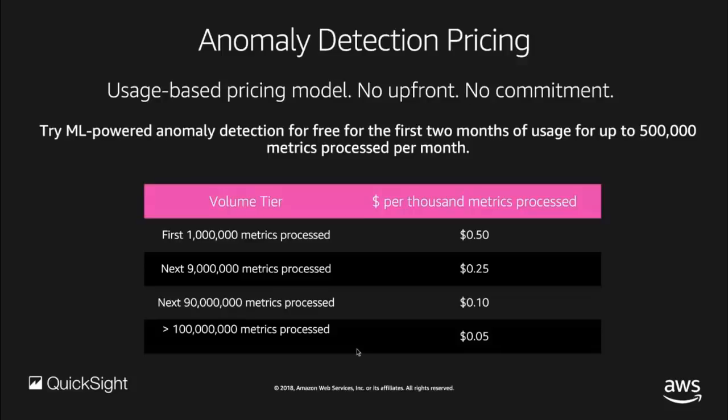And most importantly, with our free trial, for the first 2 months of usage, you get up to 500,000 metrics processed per month for free. So that gives you enough to try it out on your real data without incurring any cost.